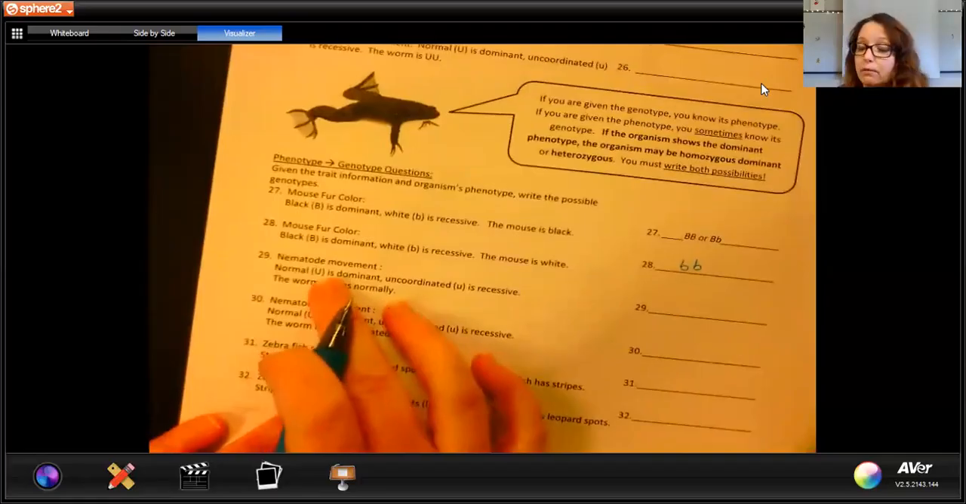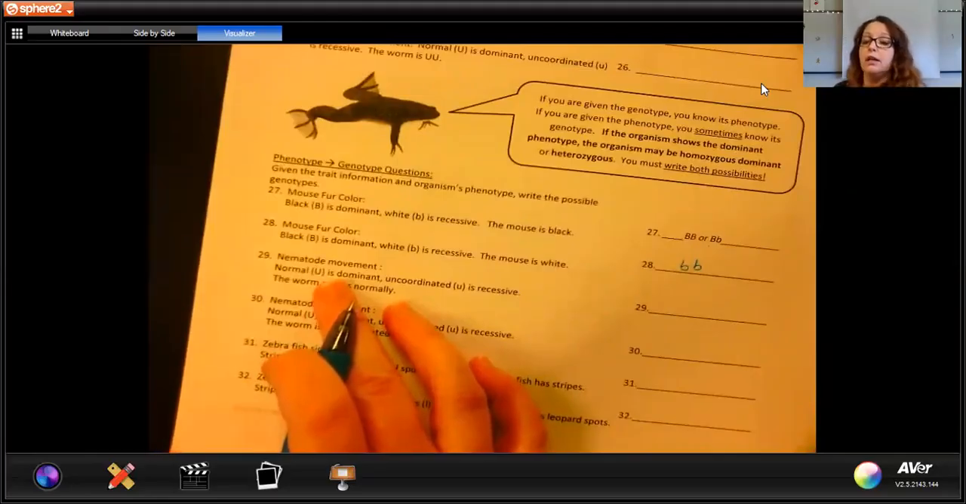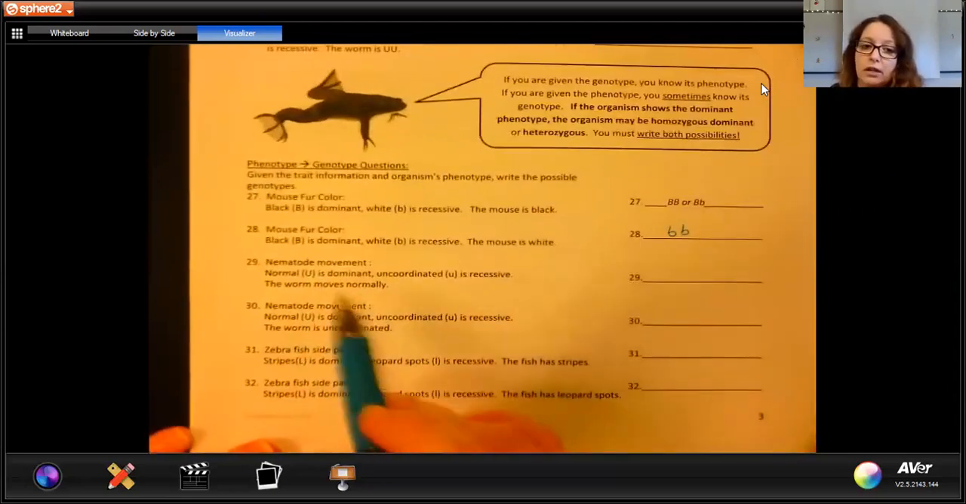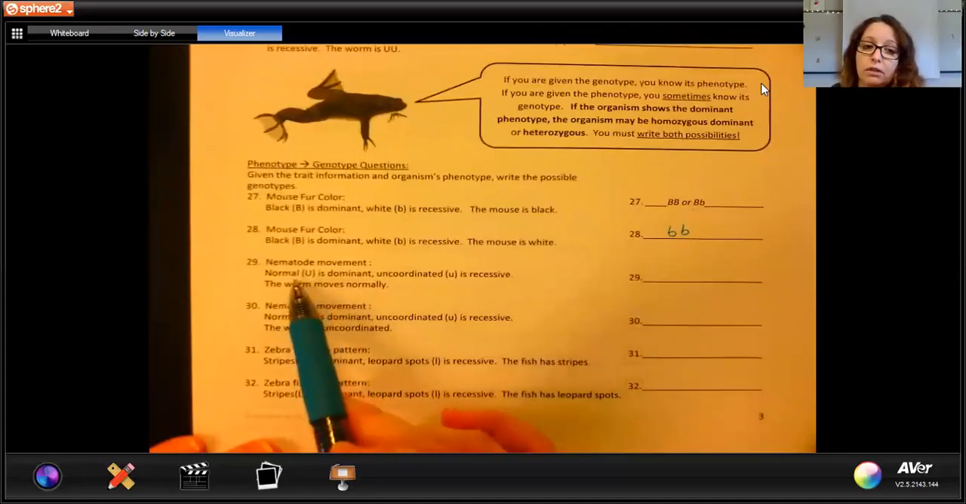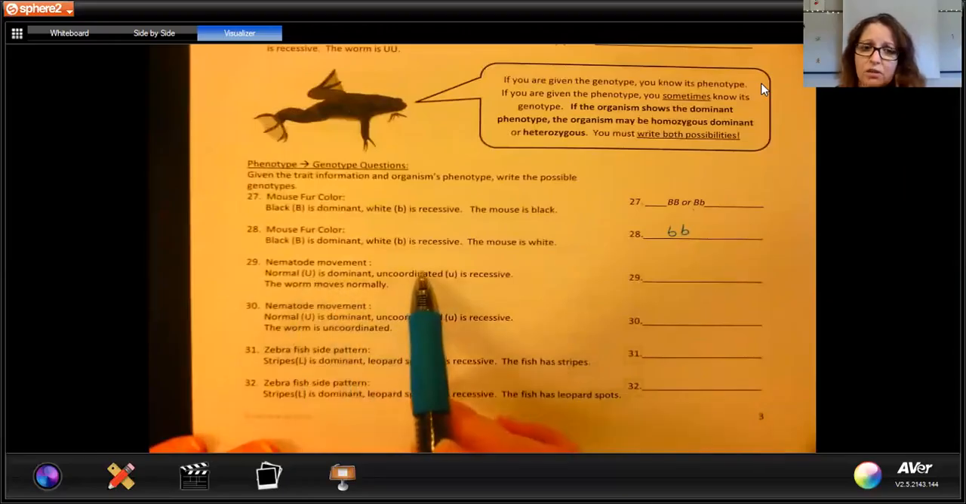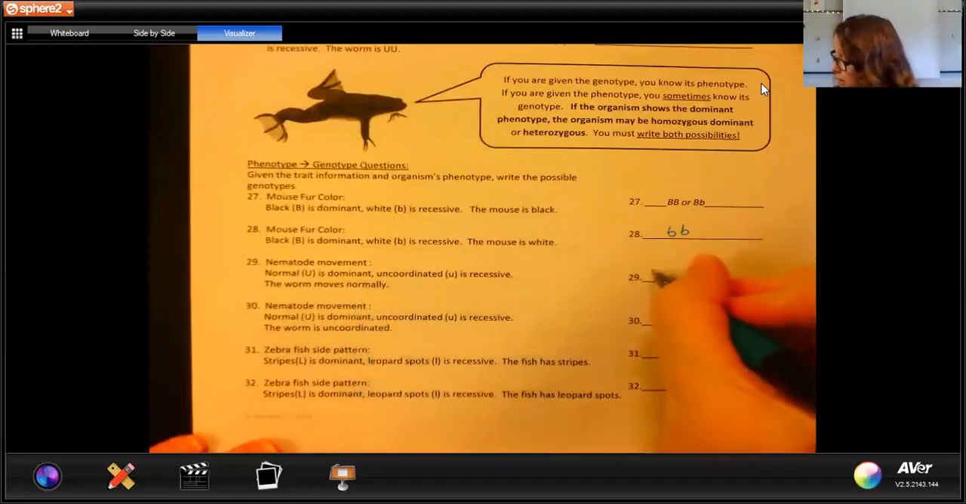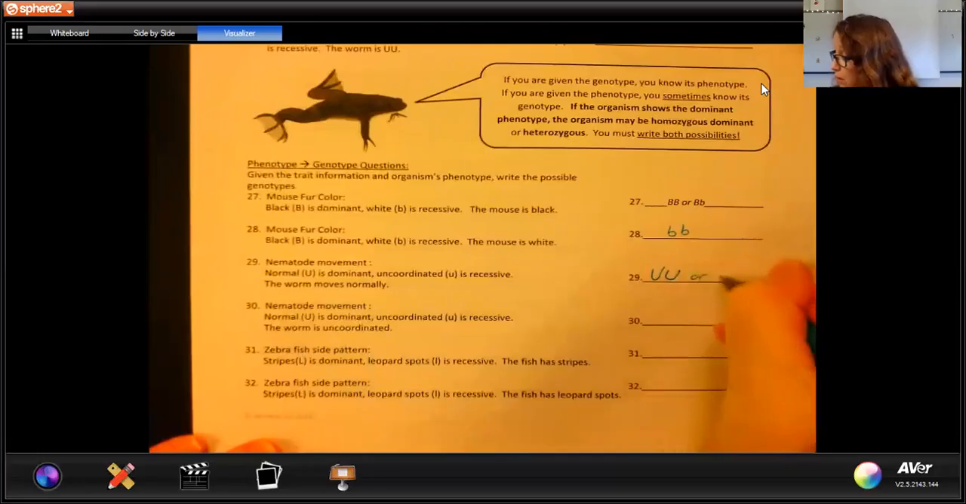A nematode is a type of worm. Pinworms, which are a type of infectious worm for human beings, are nematodes. So not all nematodes are infectious, but whatever. They can either have coordinated movement, which is normal and dominant, a big U, or uncoordinated movement, which is recessive. This worm moves normally, so once again, it could be big U, big U, or big U, little u. You have to come in with all possibilities there.